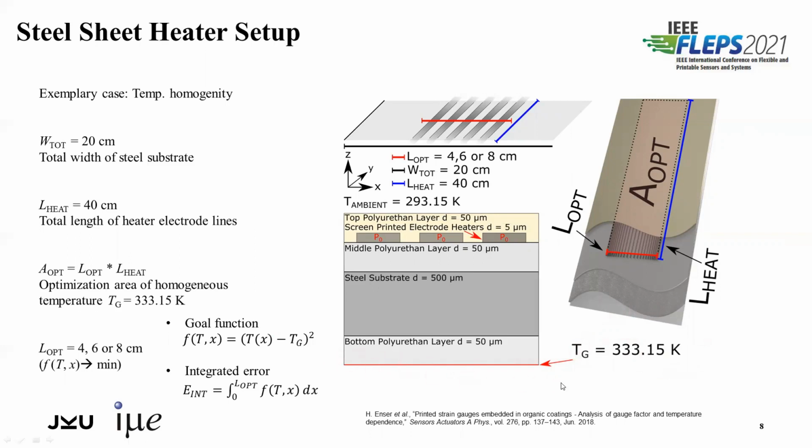The red optimization length L_opt is the length along the substrate where the optimization algorithm optimizes for this temperature distribution by changing the distances between these electrodes here. And we therefore have a goal function f from T and x, which should be minimized for each point x, where x is the position along L_opt. And the total integrated error is defined as the line integral of the goal function over the optimization length, so that the final optimized temperature distribution has a minimal integrated error. Like said, the minimization happens by changing the distances between these electrodes here, calculating the integrated error and shifting them again for an even lower integrated error. And this is done with the optimization module of the FEM solver in COMSOL Multiphysics, and there we use a downhill simplex algorithm to do that.